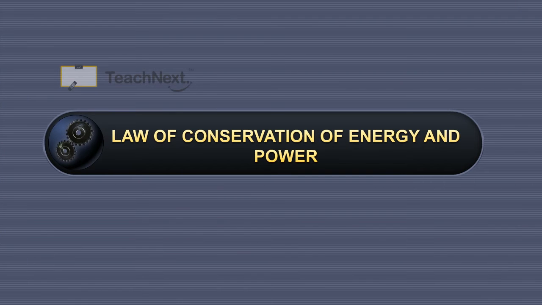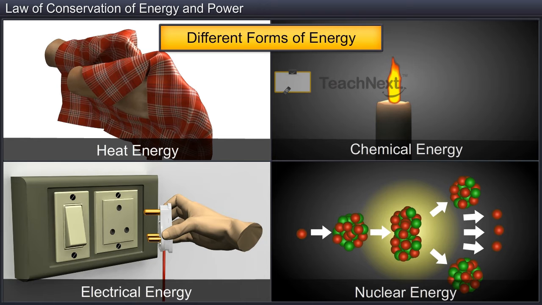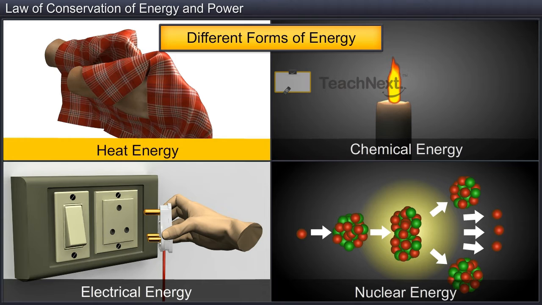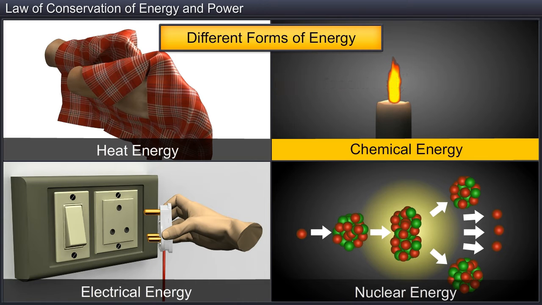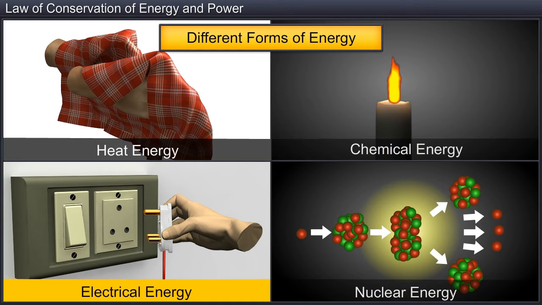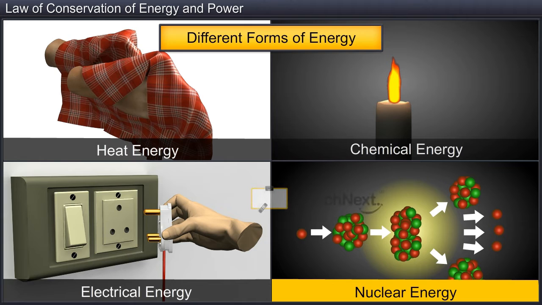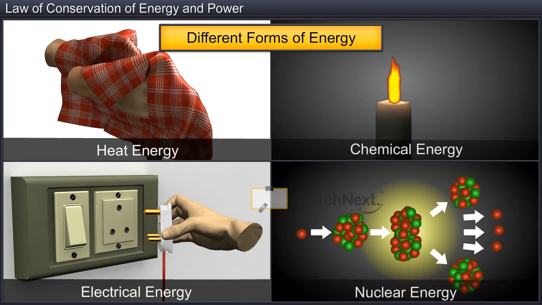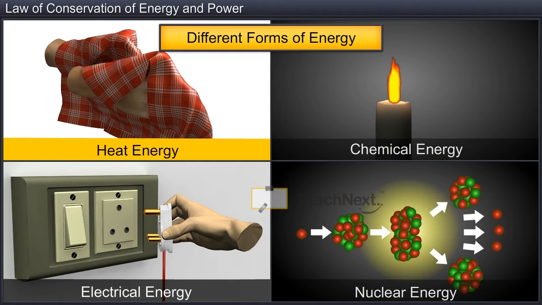In this module, you will learn about various forms of energy, the possible conversion from one form of energy to another, the law of conservation of energy, and power. Some forms of energy that we will deal with in this module are heat energy, chemical energy, electrical energy, and nuclear energy. Now, let's understand heat energy first.